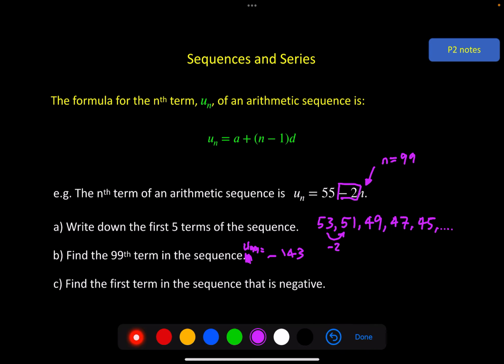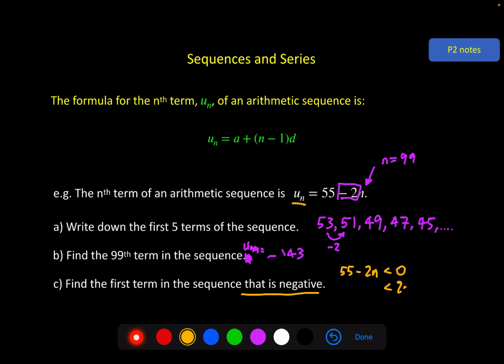Find the first term in the sequence that is negative. Now this is a slightly different question. You may have come across this before, you may not. This is asking when the term un, so I'm going to use the formula, when this thing is less than 0. So I'm creating an inequality based on what I know from the term and what the question is asking.